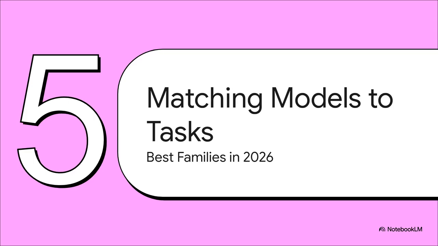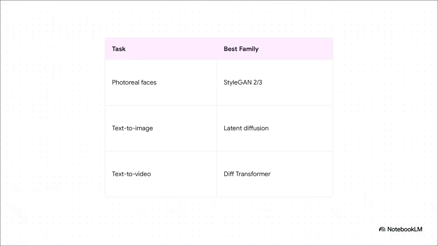Section 5. Matching models to tasks in 2026. Let's talk about what you should actually be deploying. Now, what's really interesting about this slide is that the newest tech doesn't automatically win across the board. If you're building a product today and you need a narrow domain, like photorealistic faces, Style GAN, an older Family 3 architecture, is still absolutely the best choice because its inference is just blisteringly fast.